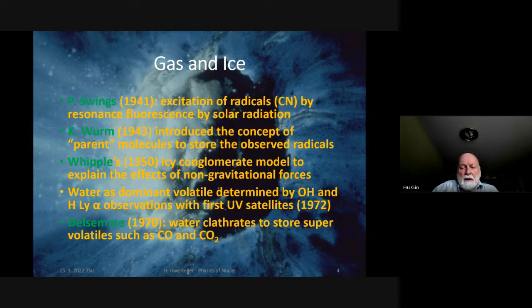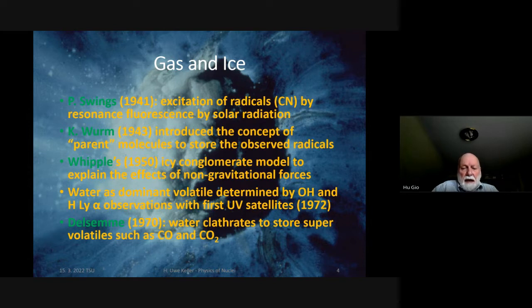And then we were able to observe in comets the hydrogen Lyman alpha resonance fluorescent line in the far ultraviolet. And the hydrogen, of course, is a dissociation product of water, which dissociates into hydrogen and OH. And OH also can be observed. It can also be observed from the ground, but just barely, because of the influence of the atmosphere.